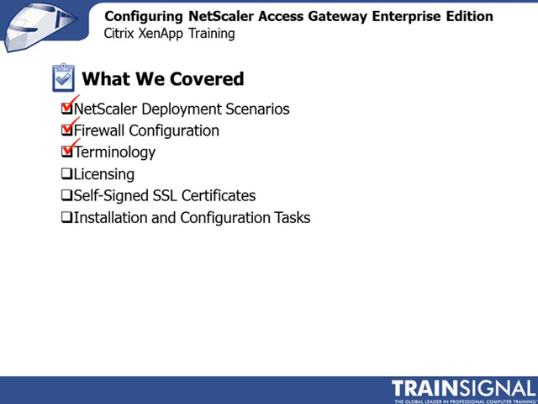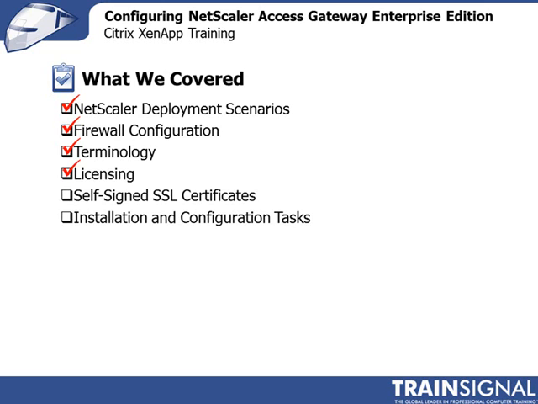We talked about the terminology. What does an NSIP mean? That's a NetScaler IP. What is a MIP, a mapped IP address? What does the CGP mean? That's the Common Gateway Protocol. What is the ICA, Independent Computing Architecture? So we went through all the terminology that we need from a NetScaler perspective.